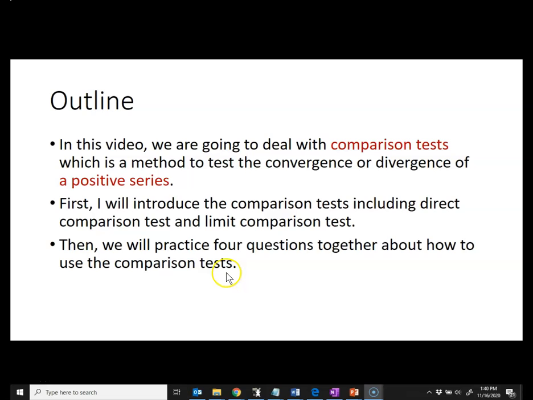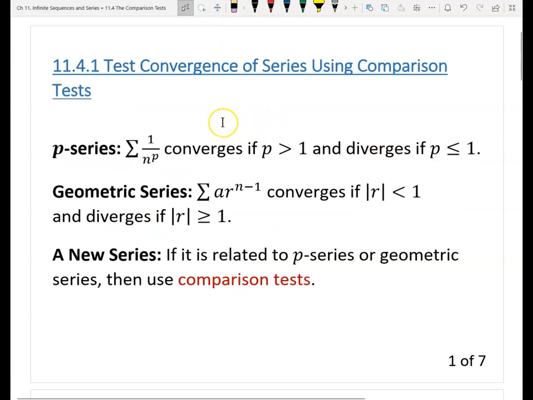Let's see the material. Here we have this type of question: how to test the convergence or divergence of a series. So far we already learned 2 special types. The first is a P-series. The second is a geometric series, right? If your series is just a P-series or geometric series, of course we already have results to follow. So let's go over the results a little.